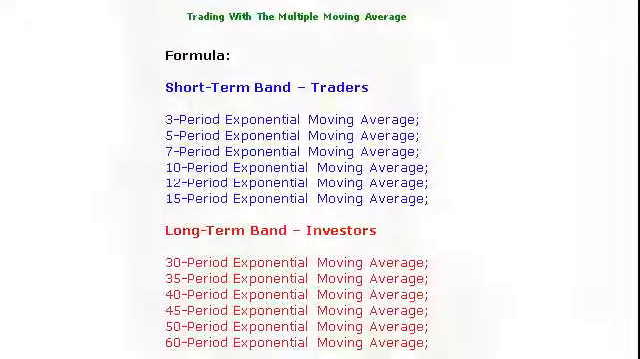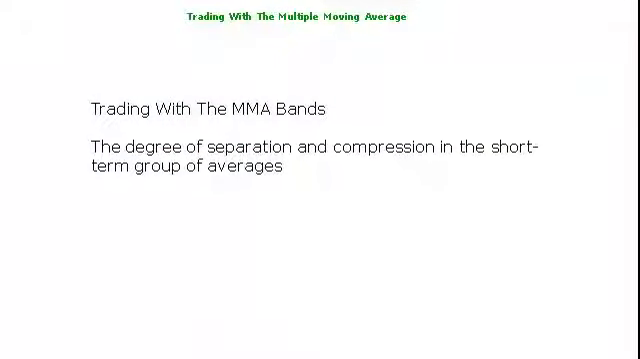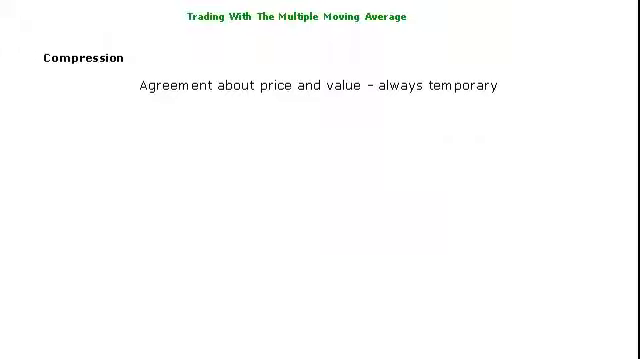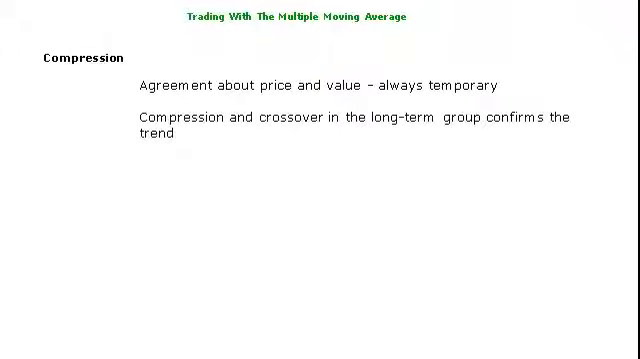Now, to trade with the MMA bands, what we're looking for is two main things. We're looking for separation and compression in the short-term group of averages, i.e. what the traders are doing, what the investors are doing, and then finally we're looking at the degree of separation between the two groups, because when you've got a healthy trend in action, you've got the two groups pretty much separated, as we'll see. Compression. As we were discussing earlier, it's an agreement about price and value, and it's always temporary. And the compression crossover in a long-term group confirms the trend. So what we're looking for really is compression and a crossover in the long-term band.